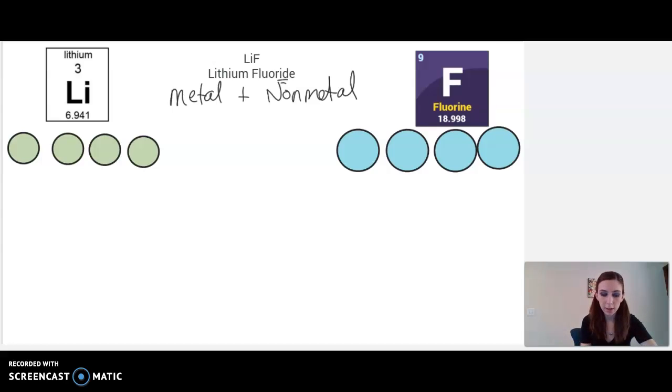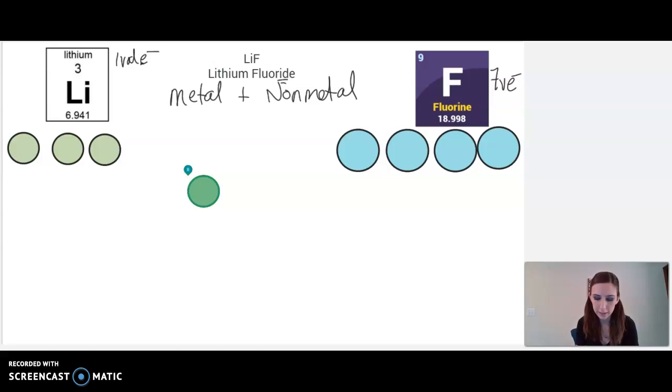So lithium, to start, lithium has 1 valence electron and fluorine has 7 valence electrons. So to get these two together, we're first going to start with 2 separate atoms. We're going to start with our metal on the left for lithium and our nonmetal on the right. So they'll first start as 2 separate atoms.